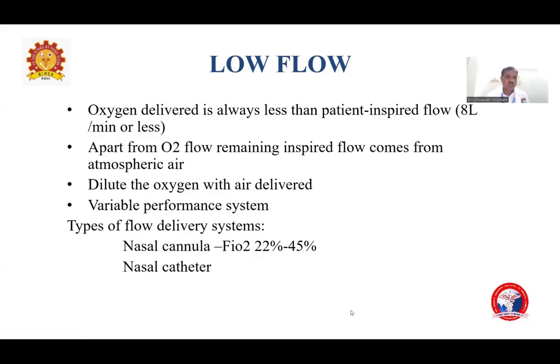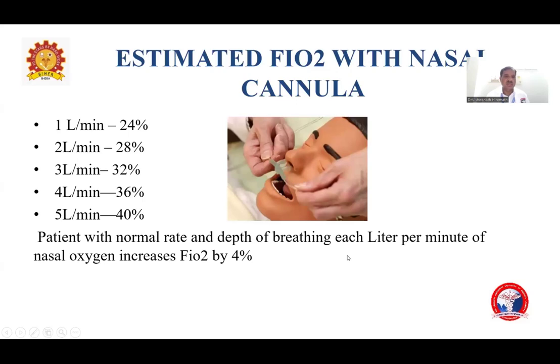Types of delivery: what are the devices? Nasal cannula, FiO2 22 to 45%, and as an alternative to the nasal cannula, you can use a nasal catheter. Estimated FiO2 with nasal cannula: if you supplement 1 liter per minute, 24%; 2 liters per minute, 28%; 3 liters per minute, and so on, up to 5 liters, maximum 40%. In a patient with normal rate and depth of breathing, each liter per minute of nasal oxygen increases FiO2 by 4%.